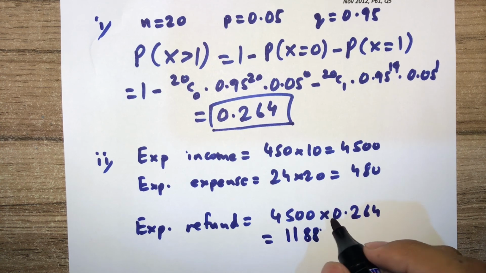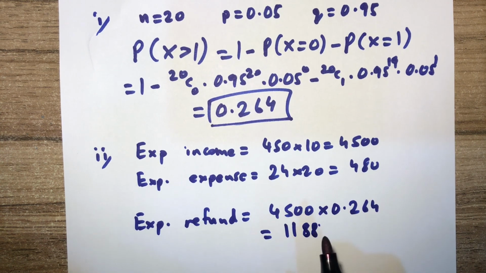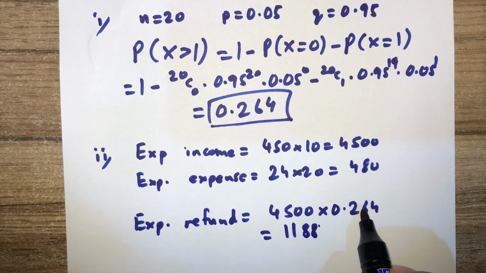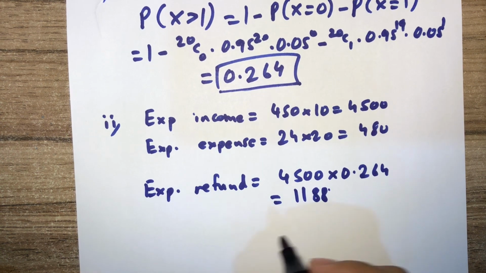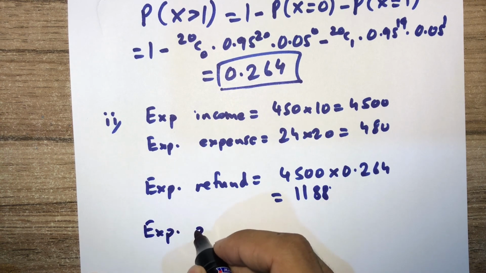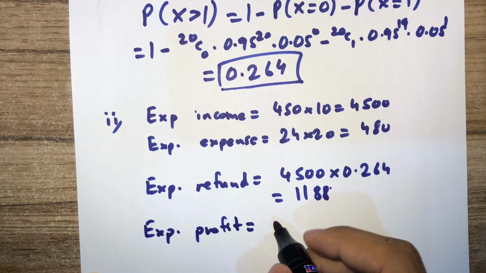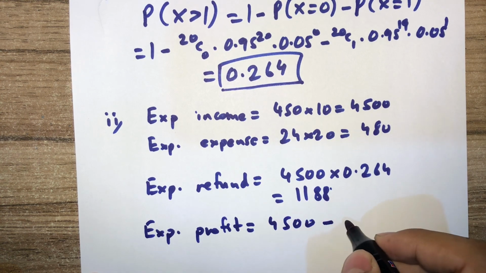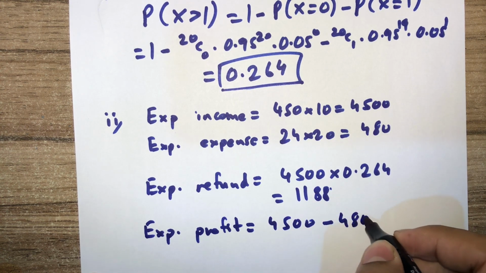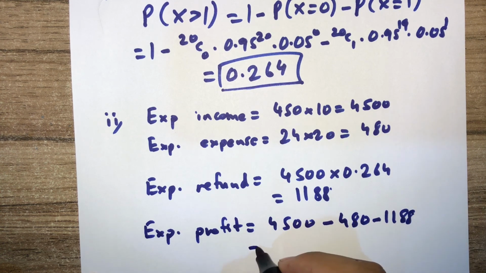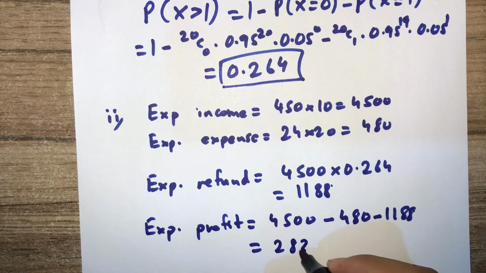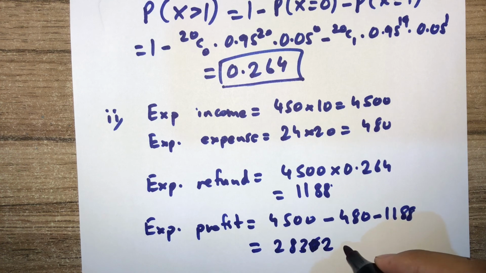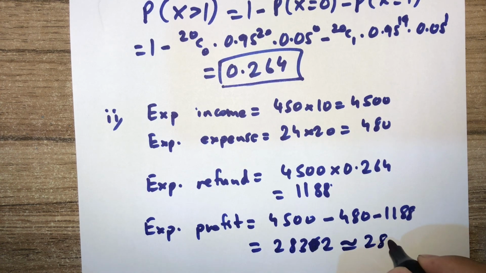1188. We are using the formula for expected value, that is n times p. The favorable probability over here was 0.264 and the total was 4,500. So 1188 comes as the answer. So now the expected profit will be the expected income minus the expected expense minus the expected refund. That is 2832, or approximately equal to 2830.